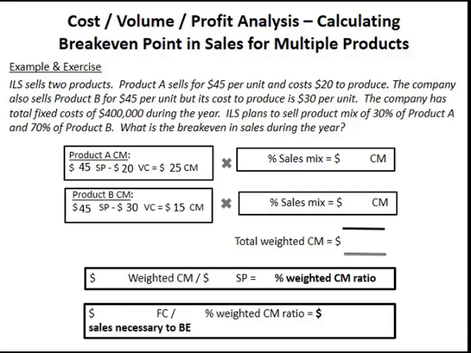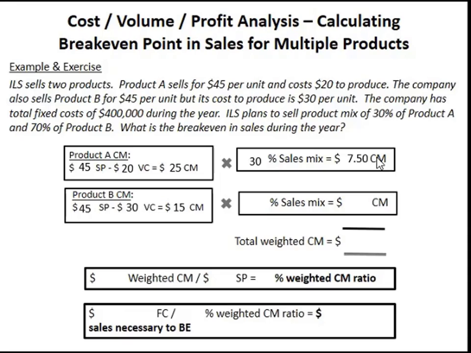Here's how we do that. We take the $25 contribution margin of product A, and we multiply that times our anticipated sales mix. In other words, we plan that 30% of all our sales will be out of product A. So we take the $25 contribution margin, multiply it times our sales mix of 30%, and we end up with what we call a weighted contribution margin for product A of $7.50.